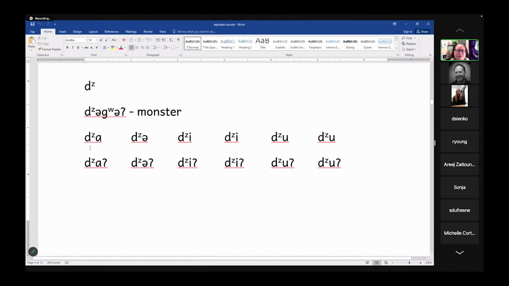So let's do the glottal stops now. Za, ze, zi, zo, zu.